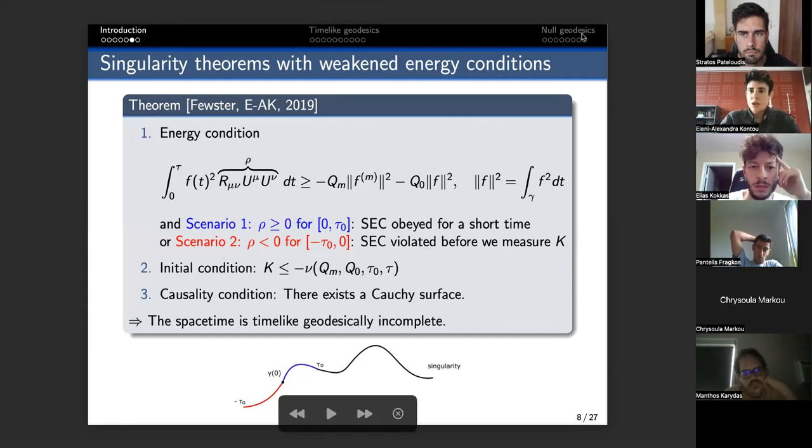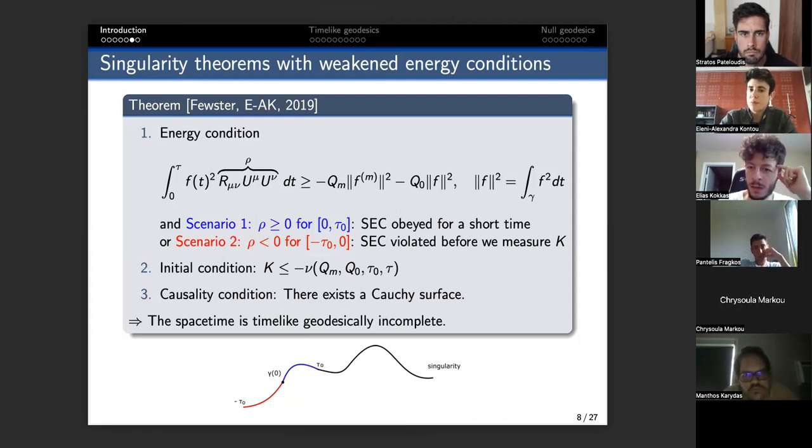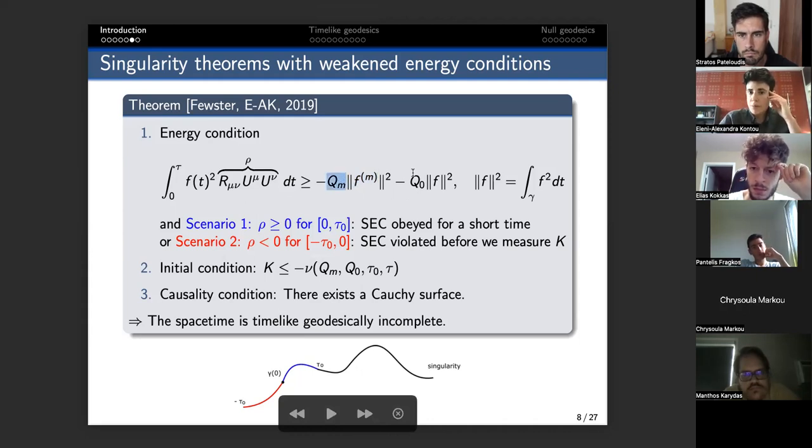So the energy condition here is on the left, we have the quantity that I showed you. So for the time-like case, it's the Ricci tensor contracted with time-like vectors and some smearing function f. And the bound here depends on that smearing function. And in particular, the L2 norm of the smearing function and the mth derivative of the smearing function, the L2 norm of that. So here, the Qm and the Q0 are just positive constants. We don't know what they are yet. So this is just a bound and they're just positive finite constants.